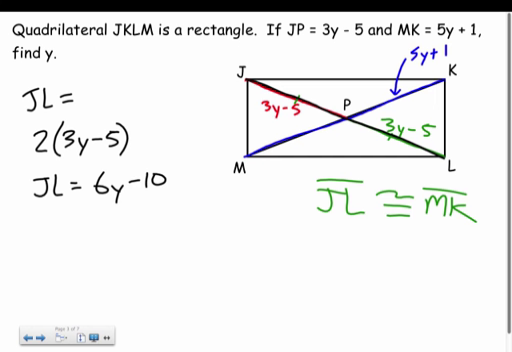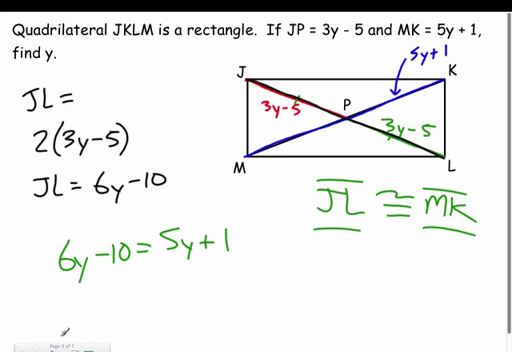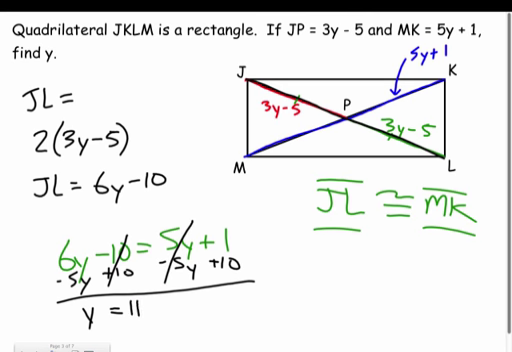And what I just said, JL is the same as MK. So I can set that 6y minus 10 equal to 5y plus 1, because the diagonals are congruent. And then we just go through, we get our y's to one side, and bring my 10 over to the other side. So we got y equals 11. Y equals 11. And there you go. That's all I was asking for. So sometimes you just have to think about it a little bit. Don't just set them equal to each other right away, right? Because I had to take 3y minus 5 and another 3y minus 5. So you have to think about it a little bit at times.